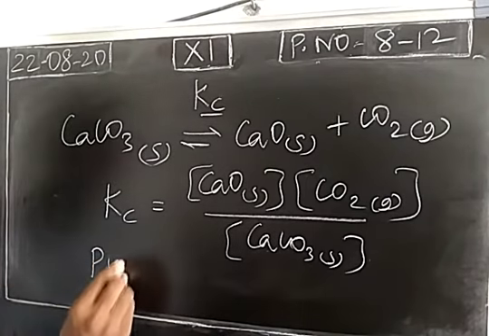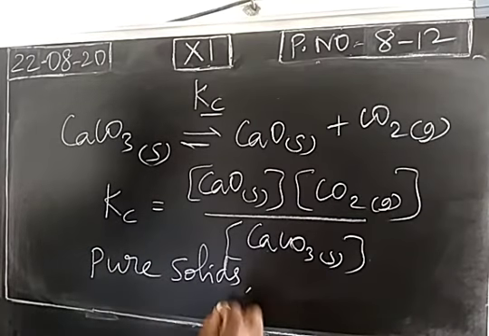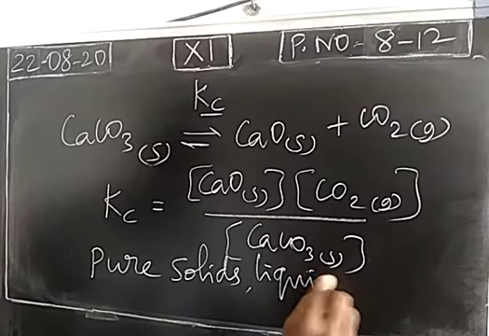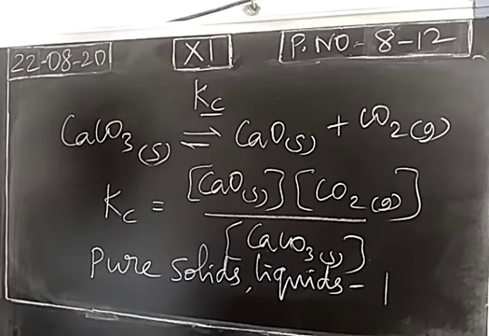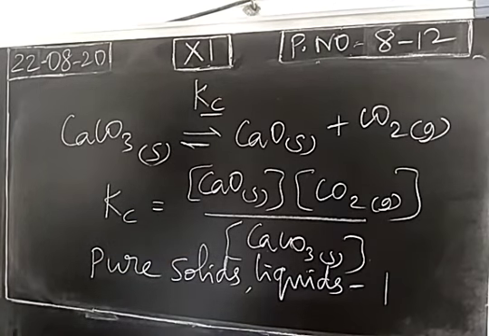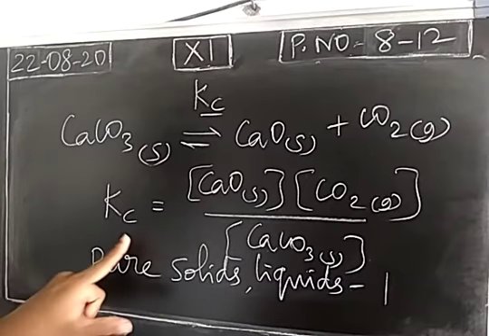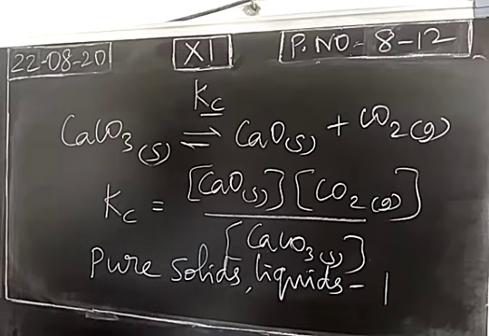So we take pure solids as well as liquids. The concentration is a constant value. We assume the value as 1. So whenever we use concentration of pure solids and liquids in the equilibrium constant formula, the value will be a constant value which is 1.